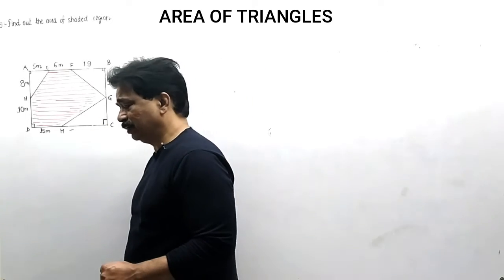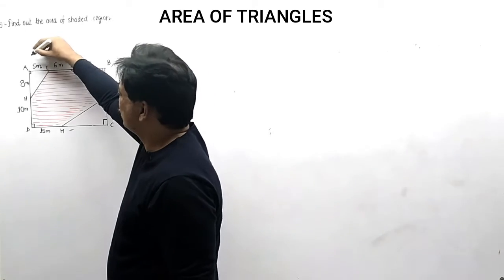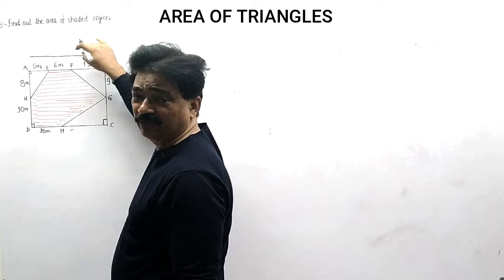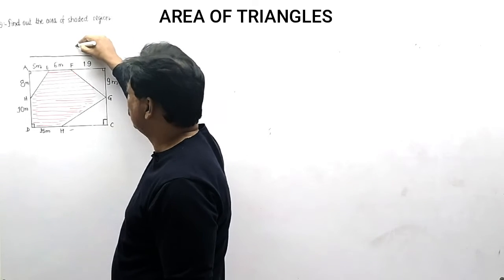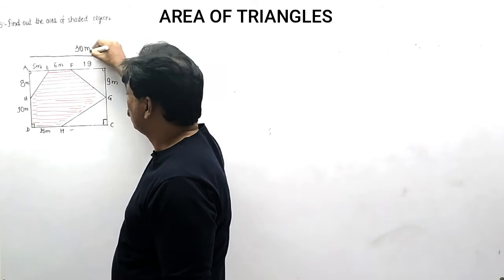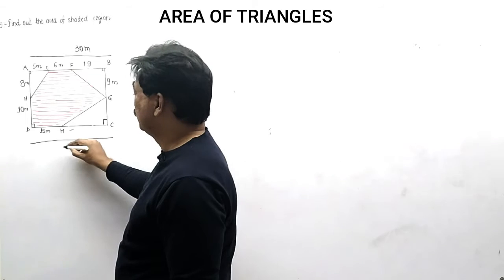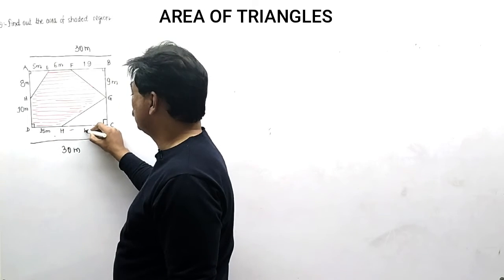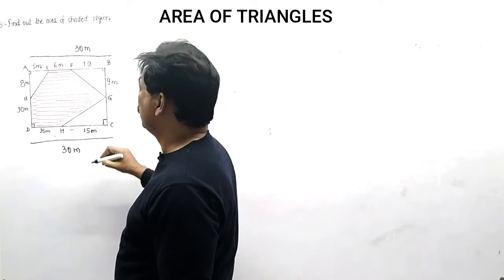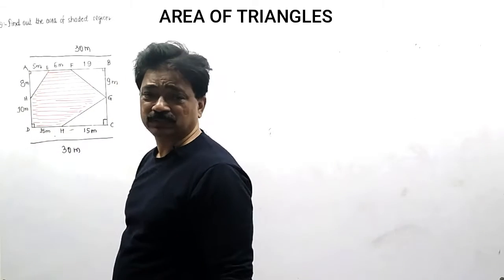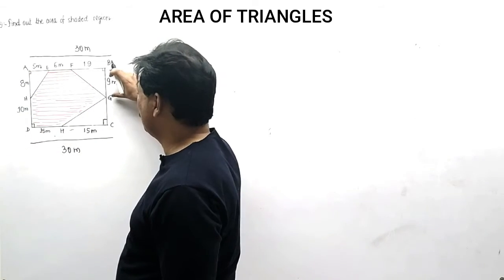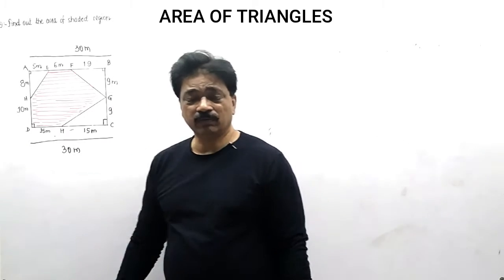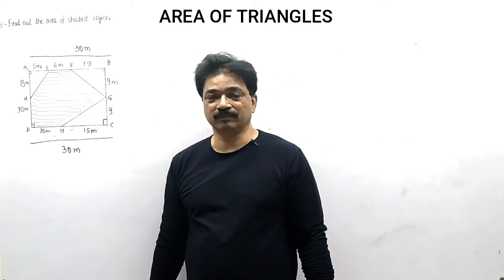Now how to calculate the unknown sides? First I will find this whole length. 6 and 5 is 11, 11 and 19 is 30. So this whole thing should be 30 because it's a rectangle. Out of 30, 15 is gone, so 15 meter will be left. Similarly, 8 plus 10 is 18, out of which 9 is gone. So what is left over here? 9. Now I can calculate the area.